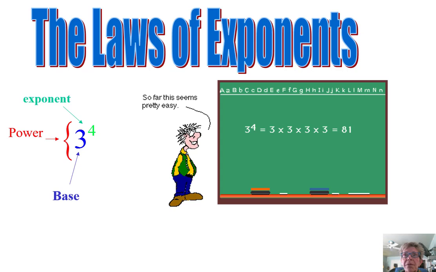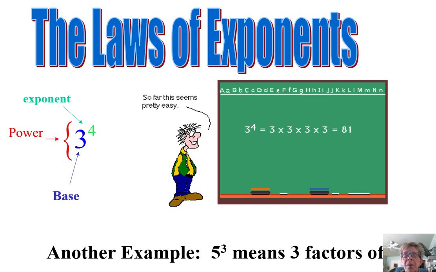If we have 3 raised to the 4th power, that tells you to multiply the base 3 4 times, which equals 81. Another example would be 5 to the 3rd power, which means there are 3 factors of 5: 5 times 5 times 5, which equals 125. Always expand an exponential expression where the base is a number to equal what its value is. In other words, don't leave it 5 to the 3rd, make it 5 to the 3rd equals 125, or 3 to the 4th equals 81.